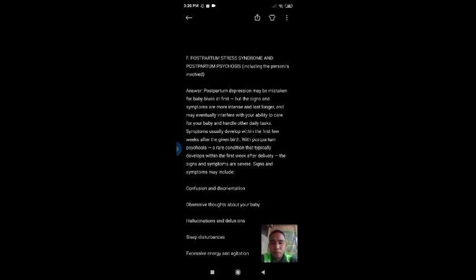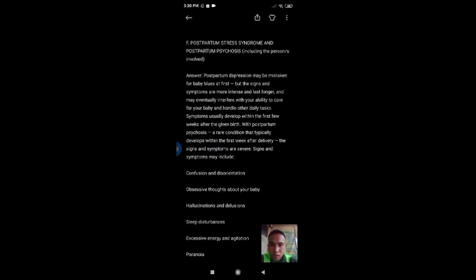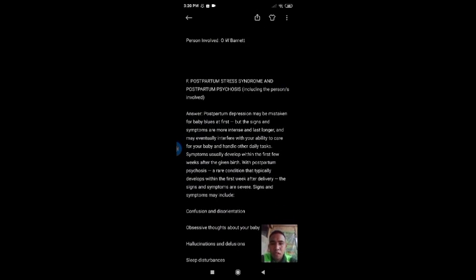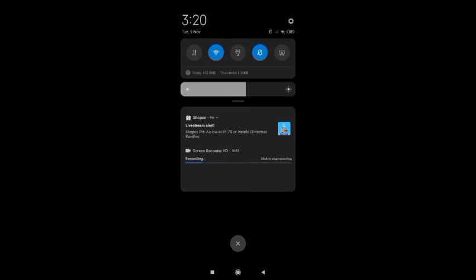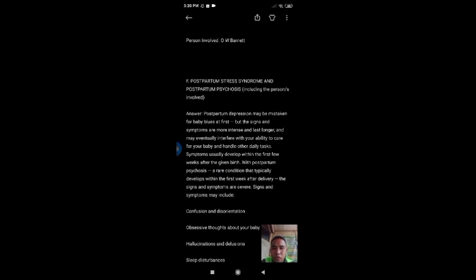The last letter of this number 5 is postpartum stress syndrome and postpartum psychosis. So what comes to our mind if we hear these words? Postpartum depression may be mistaken for baby blues at birth, but the signs and symptoms are more intense and last longer, and may eventually interfere with your ability to care for your baby and handle other daily tasks.